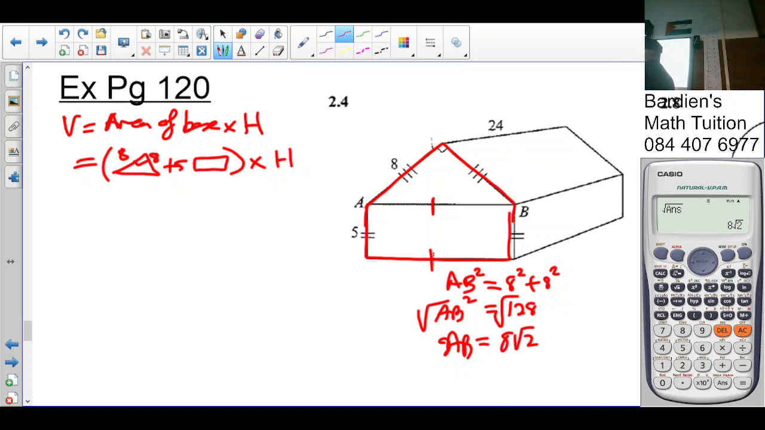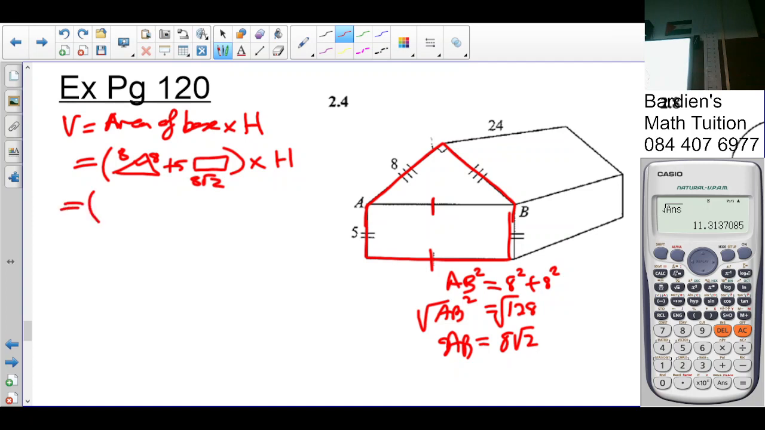I know some of you are going to work with decimals. In decimal it would be 11,31. So if you got that, it's fine. Or you can use 8 root 2. Okay, I'm going to use 8 root 2. So it's going to be 5 times 8 root 2.